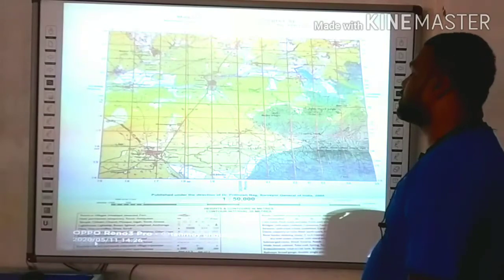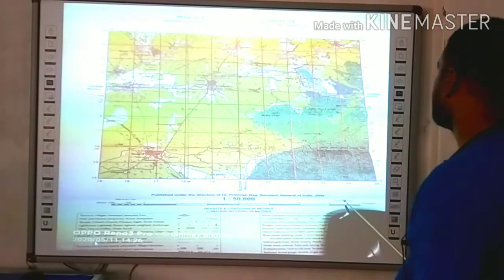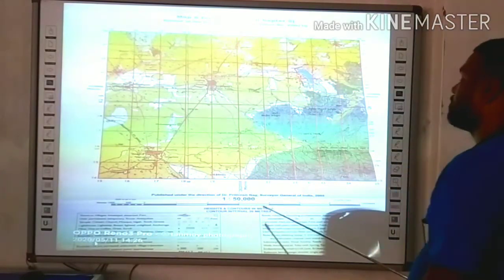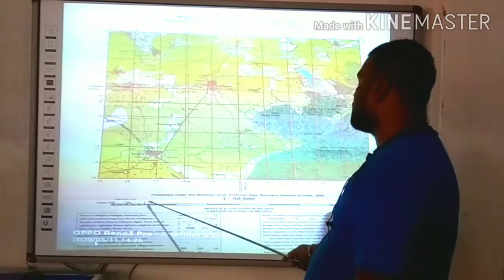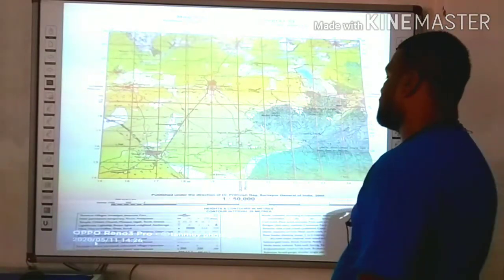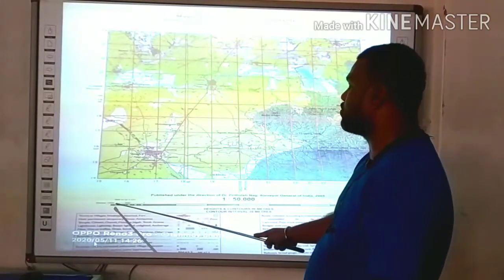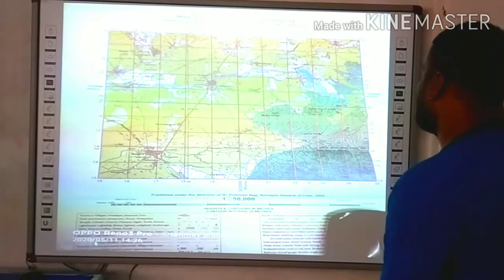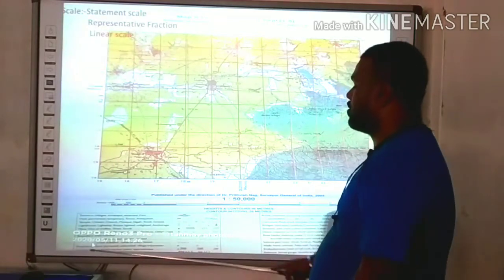Now the grids, what is the area of grid? A grid is of 2 centimeter. Now in a map, here the scale is 2 centimeter is to 1 kilometer, and RF is 1 is to 50,000, which means 1 unit is equal to 50,000 unit. RF is also called map distance by ground distance.